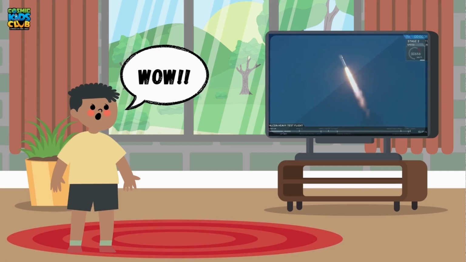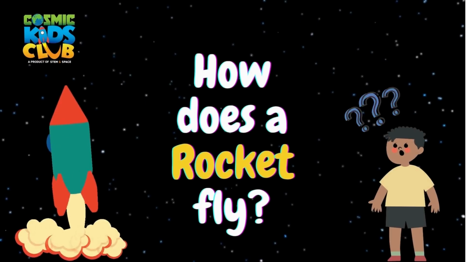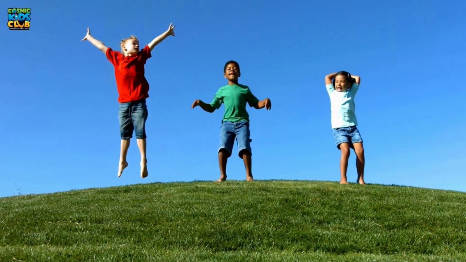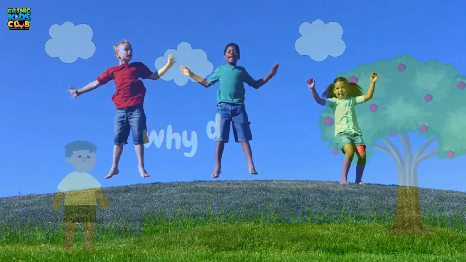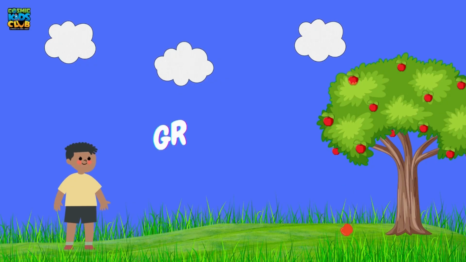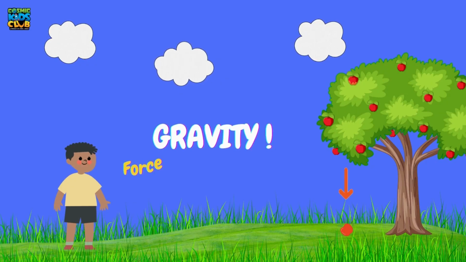It was exciting to see a rocket launch. But how does a rocket fly? When I jump, I cannot fly. Instead, I fall down back on Earth. Why is that? Aha! It's gravity!